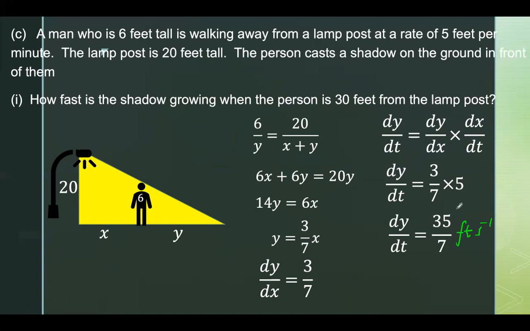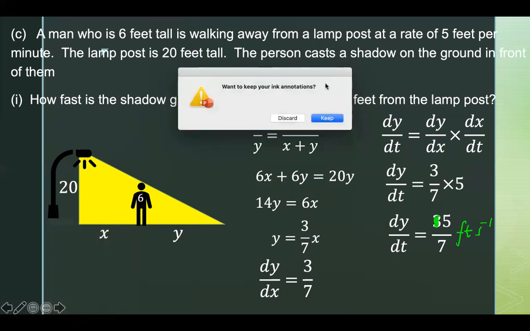So the shadow is growing 35 over 7. Sorry, it's 15 over 7, not 35. This one is 15. Okay, 15 over 7 feet per second. All right, let me rectify a bit.